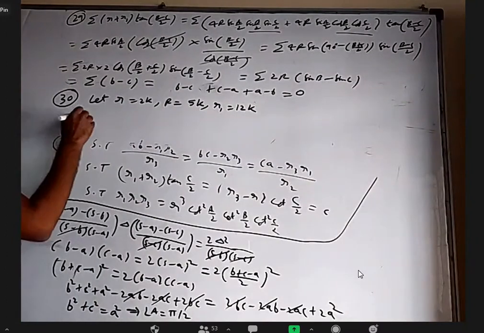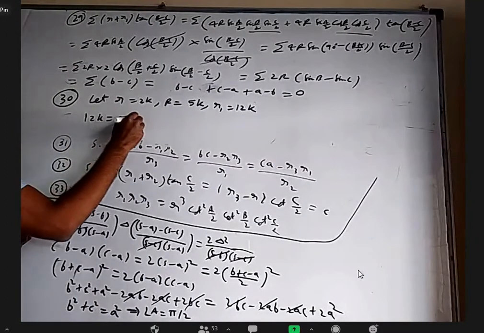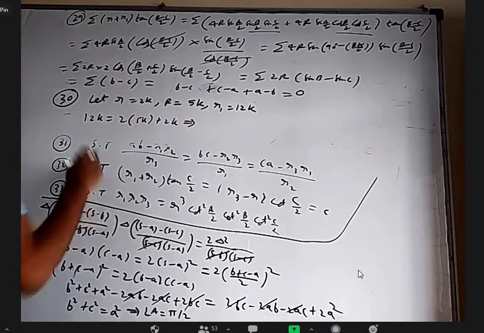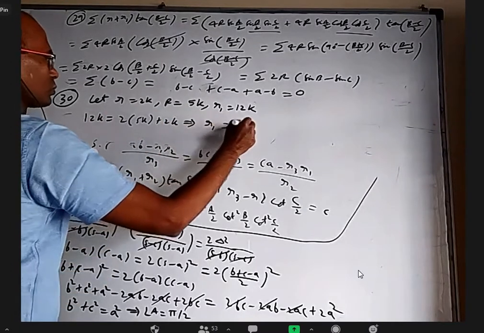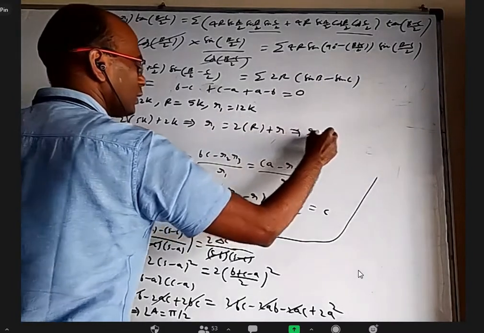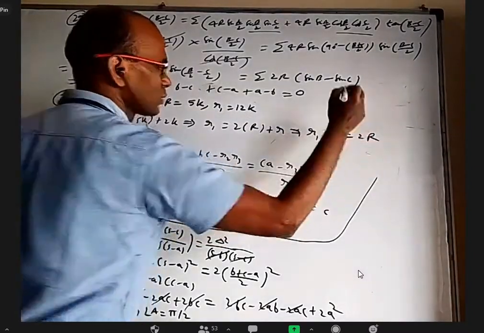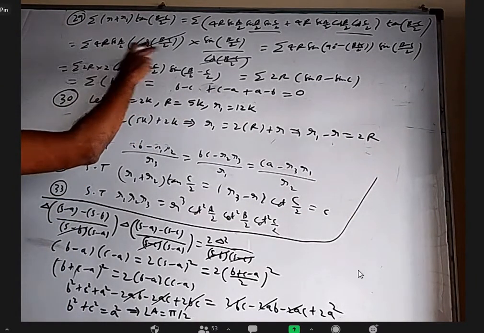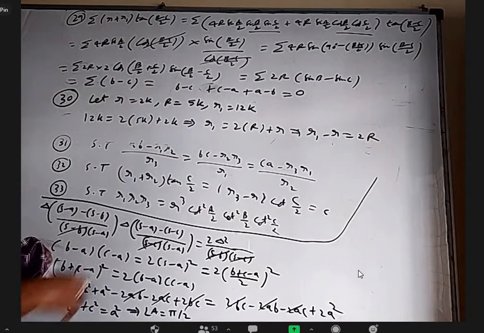Now, 12k can be written as 2 times 5k plus 2k. That is, R1 is equal to 2 times capital R plus small r. So R1 minus small r is 2 capital R. Now R1 minus small r, just now we're done. No, we're not done. Okay, we'll do it now.